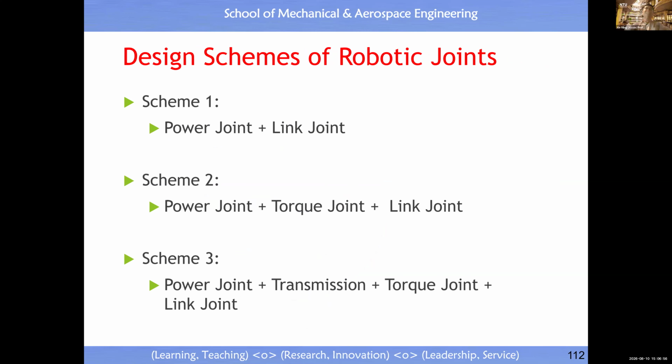Now, the next question is, we have a set of joints. Then how do we combine them together? So these are the design options for you to choose, up to you based on your application. Option one: power joint plus link joint. We call it a direct drive. This is another name, right? In the research community, direct drive. That is design scheme number one.